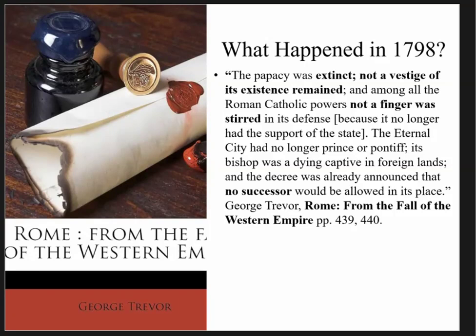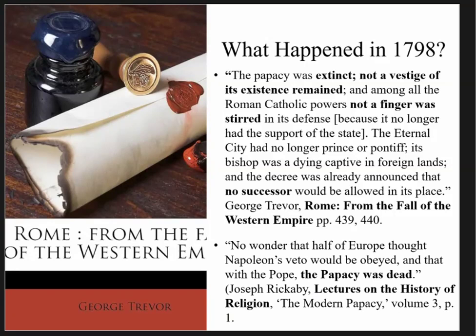The papacy was extinct, not a vestige of its existence remained. And among all the Roman Catholic powers, not a finger was stirred in its defense because it no longer had the support of the state. The eternal city had no longer prince or pontiff. Its bishop was a dying captive in foreign lands, and the decree was already announced that no successor would be allowed in its place. Then let's read what Joseph Rigaby in Lectures on the History of Religion has to say.